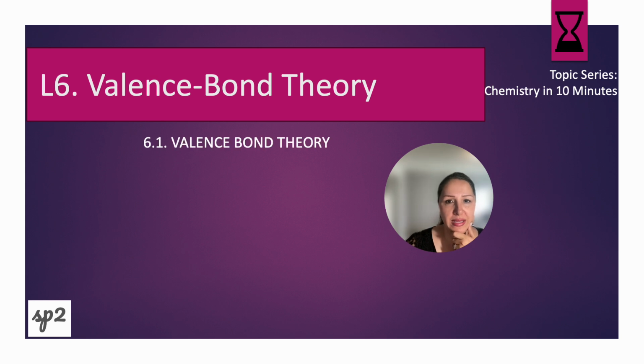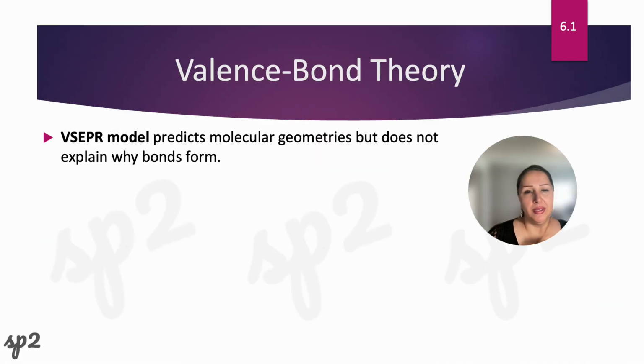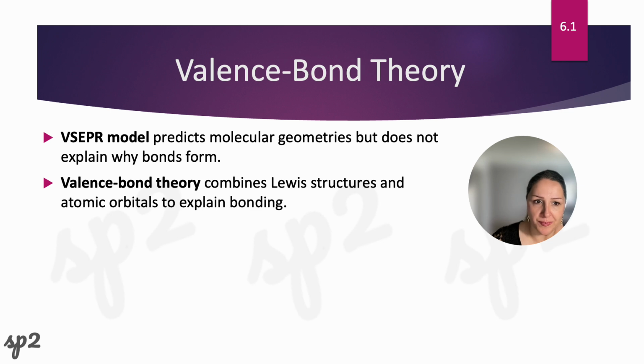We're going to be looking at valence bond theory, and there's a little bit of practice at the end for you. Okay, so starting with an introduction to valence bond theory. When you're thinking of the VSEPR model, it always helps us predict the molecular geometries of our molecules, but it's not going to help us understand why and how the bonds are being formed. Now, valence bond theory combines all the details that we know from the Lewis structures with our atomic orbitals, helping us understand the concept of bond formation.